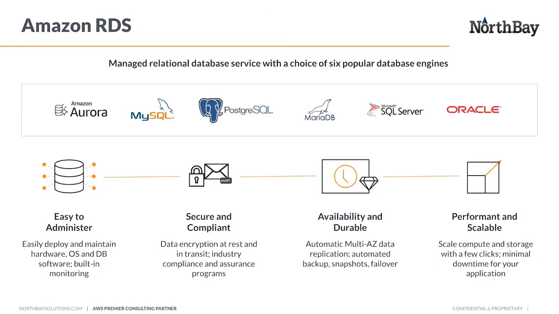So, a managed relational database service with a choice of 6 popular database engines: Aurora, MySQL, Postgres, MariaDB, SQL Server, and Oracle. These are the engines supported in RDS. Some of the key benefits: easy to administer, easily deploy and maintain hardware, OS, and DB software, and built-in monitoring. That's one of the good things you get. You get different levels of monitoring. We'll talk about that in later slides, but built-in monitoring is there.